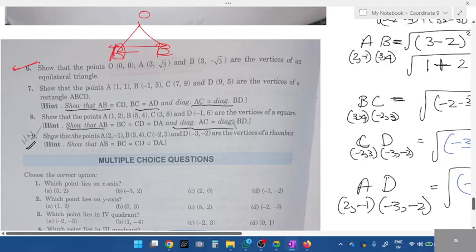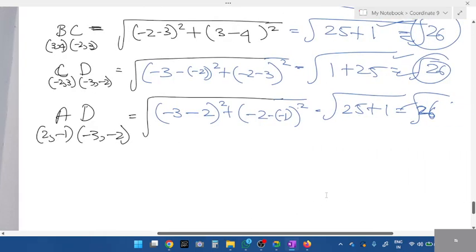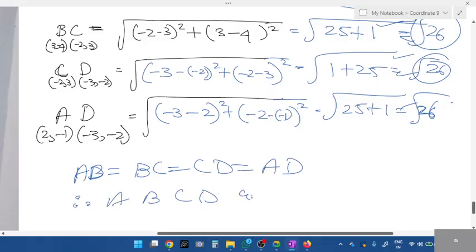Here, they didn't ask us what is the value of AB. They didn't tell us to show what the value is. They have asked us to show that the points are vertices of a rhombus. So definitely they will be equal. All you have to do is just solve and prove that. And at last you have to write a statement. AD is equal to AB is equal to BC is equal to CD is equal to AD. Vertices of a rhombus.